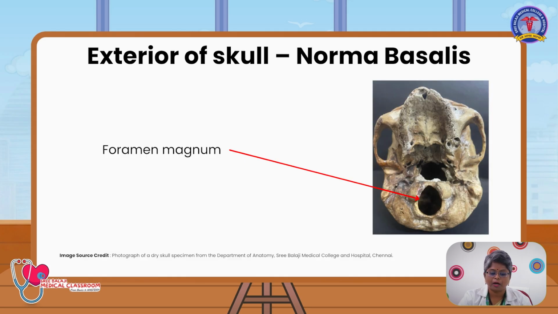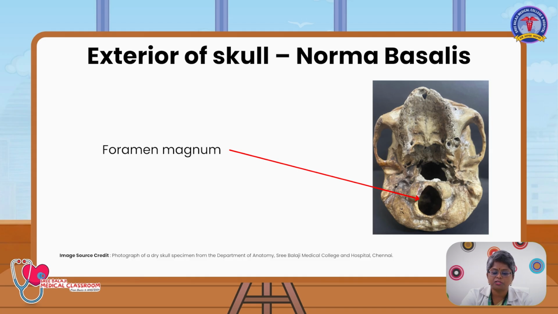and the posterior part of the norma basalis consists of the most important foramen, that is the foramen magnum. It is the largest foramen in the skull. It is a single foramen located in the lowest part of the posterior cranial fossa. It is oval in shape and communicates the cranial cavity with the vertebral canal.